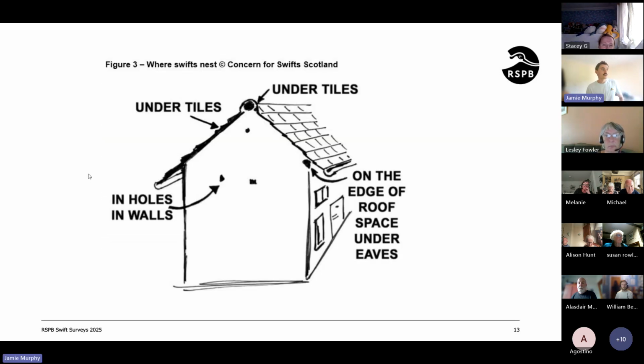But this is where we tend to find them most of the time now, particularly on older houses. The most common places you're likely to find them are on the edge or the roof space under the eaves, so just underneath the roof. You never get them lower than that, really, because they need to be high up off the ground, which I'll explain shortly. But generally, wherever there's gaps and cracks that they can get into, you might find swifts nesting.